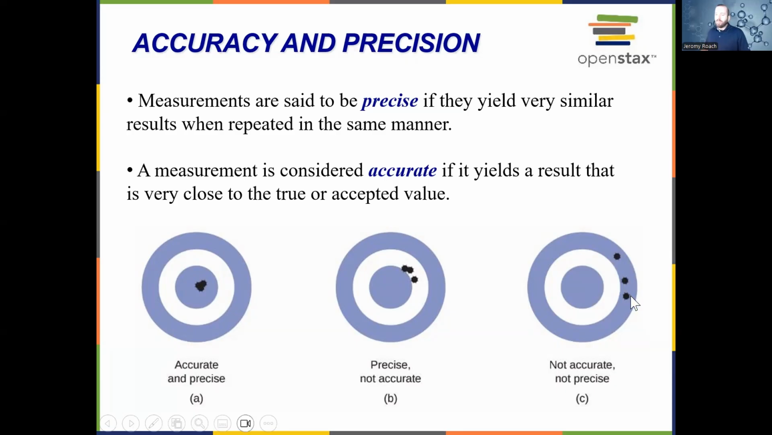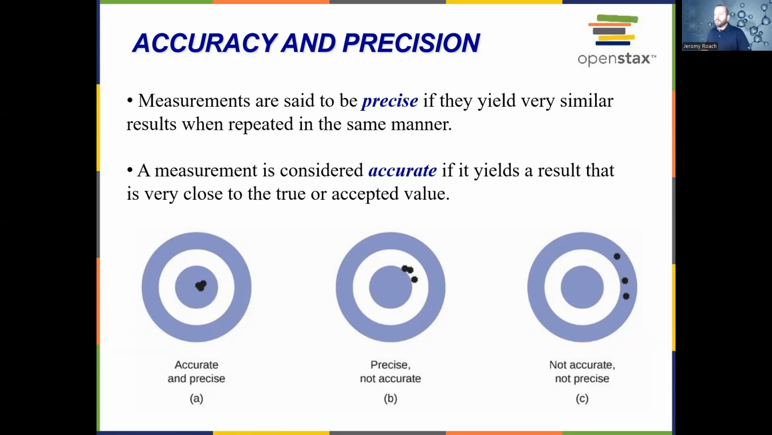They're spread far apart. For letter B, these are precise. All of these are very close together, but it's not accurate. We're going for the bullseye. So it's not quite there as far as accuracy, but the precision is there. They're all very close. And this last one, it's accurate and precise. They are on the bullseye, so it's accurate, and it's precise. All of these marks are the same value.